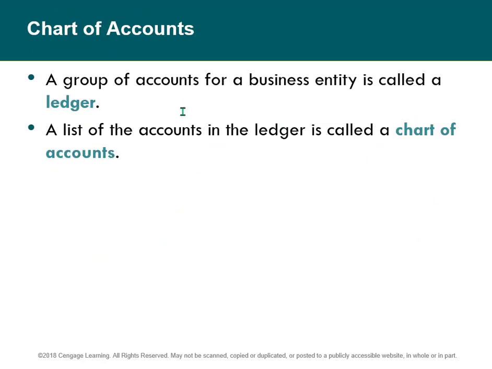So a group of accounts for a business entity is called a ledger. All right, it's an old word, but it's a specific word. It's called the general ledger. And a list of accounts in the ledger is called the chart of accounts. So every business has a chart of accounts.